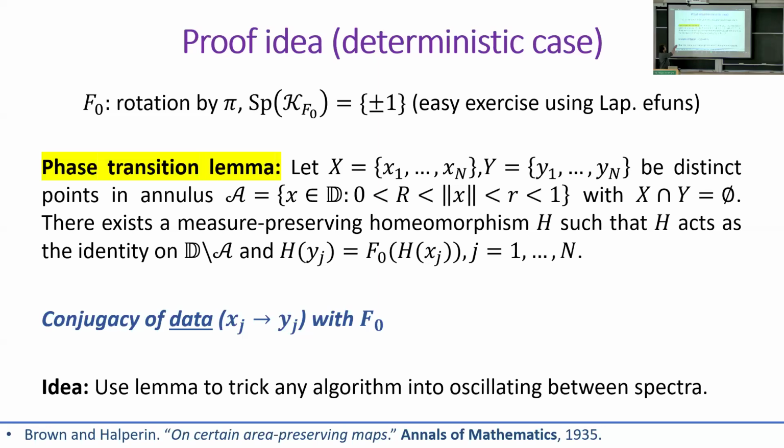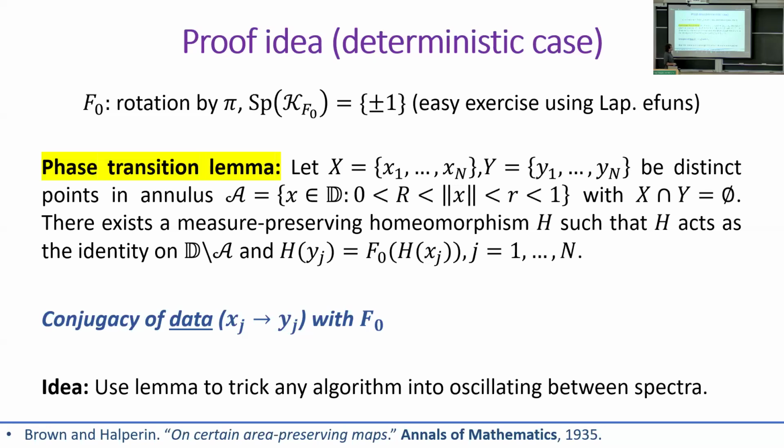The idea is to start off with f0, which will be rotation by pi. I'm going to use polar coordinates. It's quite straightforward to show that the spectrum of the Koopman operator associated with f0 is plus or minus 1. You can do that via the Laplacian eigenfunctions on the disk. The mechanism that allows me to embed complexity into my dynamical system is this phase transition lemma, which is based on some work in this paper here.